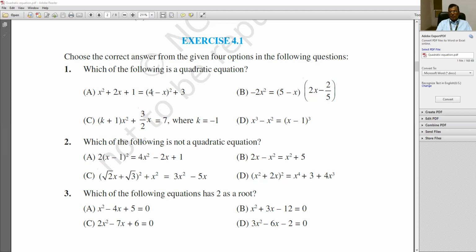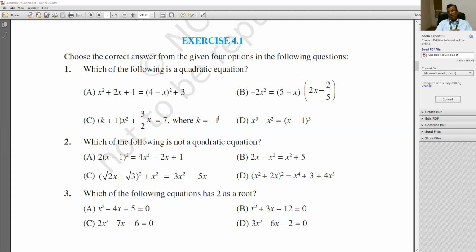So please learn how to solve. I'm discussing option 1 here. Leave the LHS as usual, and then expand 4 minus x whole square, using a minus b whole square, as 4 square minus 2 into 4 into x plus x square, plus 3. Simplify. Then x square and x square are coming here, so this will be cancelled. So this is not a quadratic equation. In the like manner, you can check the others.